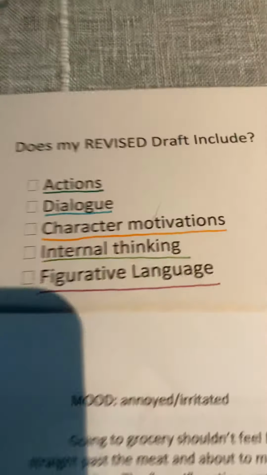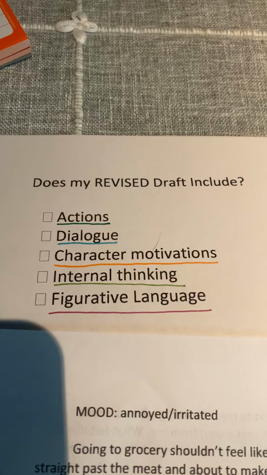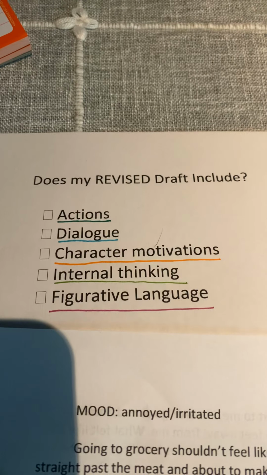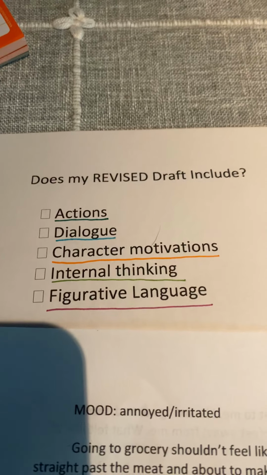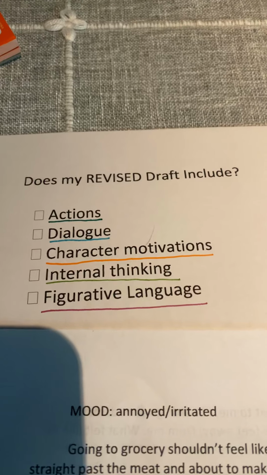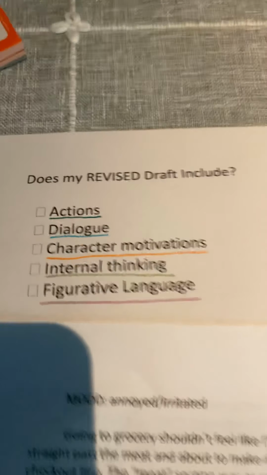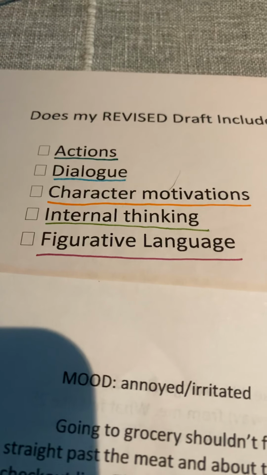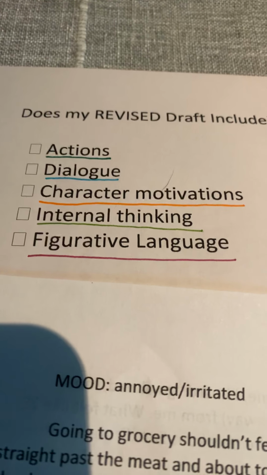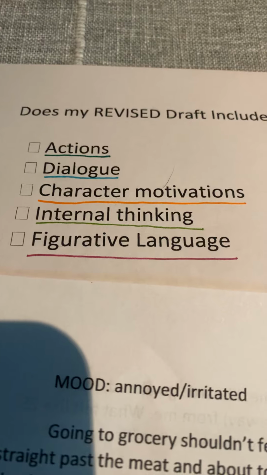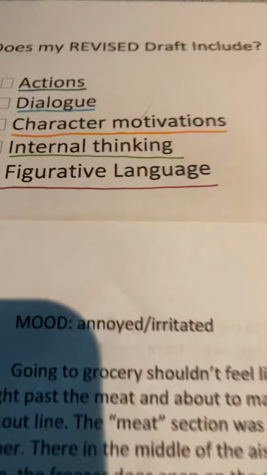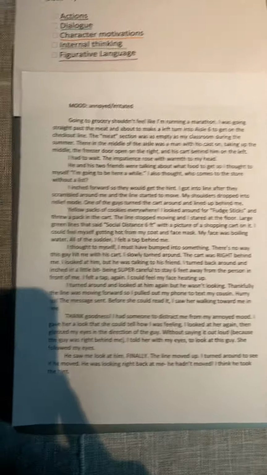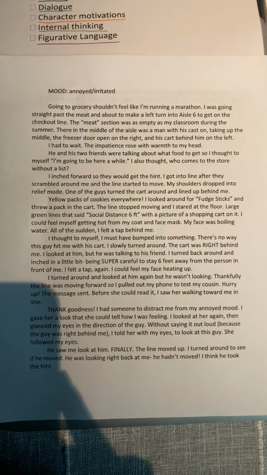I have my little checklist set up here. If you want to pause it, okay. What we're looking for, because you spent all week revising, are do you have tiny actions, okay? And I have my markers ready, right? I'm going to highlight where I have tiny actions, dialogue, character motivations, internal thinking, and figurative language. It's going to be a little bit easier for me just to reread and look for one at a time. Okay, so I'm rereading and looking for tiny actions.